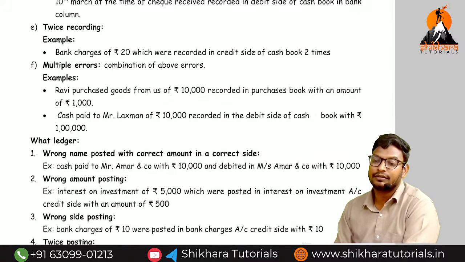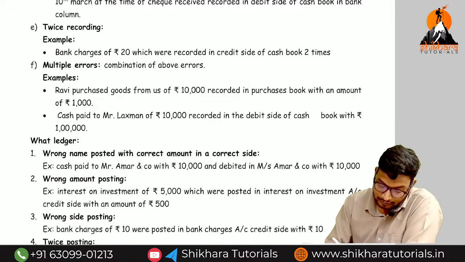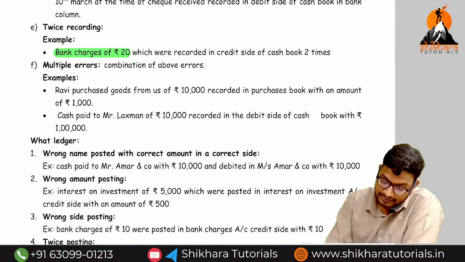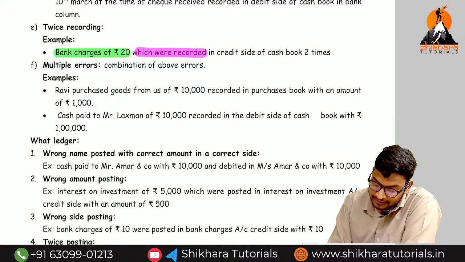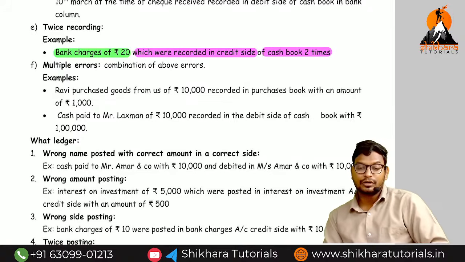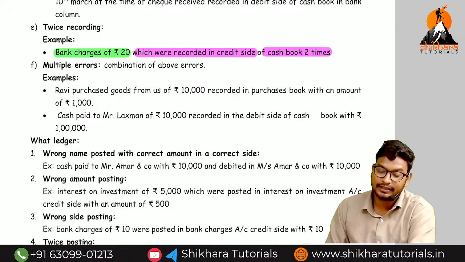First part is called the correct one, second part is called the wrong one. So bank charges of rupees 20, this is the right one. What are they doing? They recorded it in the credit side of the cash book how many times? 2 times. That means 20, 20, 40 they have recorded.